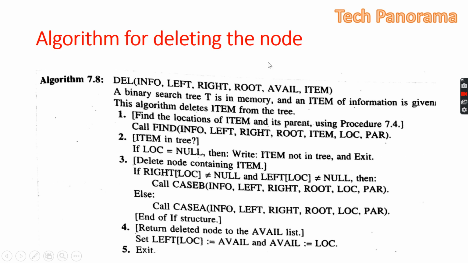Next, there is an algorithm to delete the node. So first we will find the location, then we check whether the location is null or not null. If the location is equal to null, then we will write the item is not in the tree and there is nothing to be deleted. Otherwise, we will perform the deletion. So it works in two cases, case A and case B. If the right of location is not null and the left of location is not null, it means it has two children, then we will call the case B, otherwise we will call the case A. And finally we will set the deleted node to the avail list, as the left of location is equal to avail and avail is equal to location.